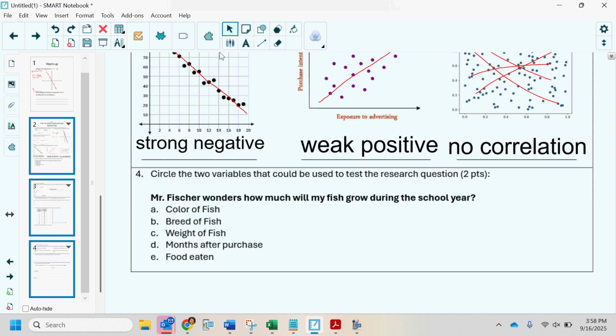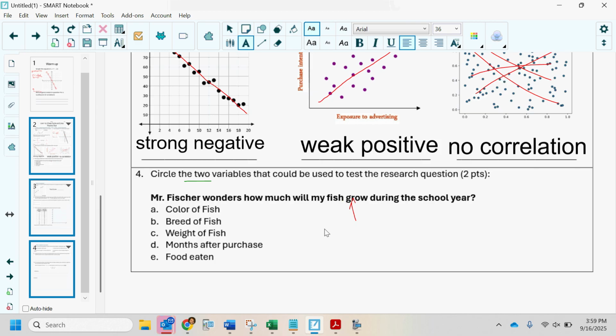All right. Now, here we want to circle the two variables we use to test the research question, right? So we want two variables, right? We want to see how much a fish will grow. So what are ways that things grow? They can either grow in weight or with like height and stuff, right?